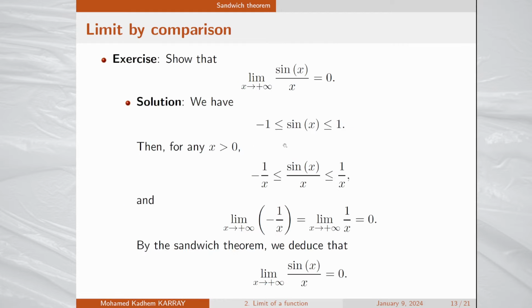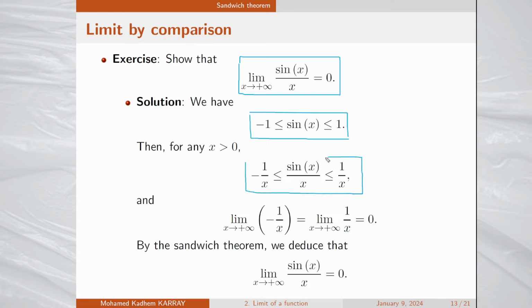Let's do together this exercise as an application of the sandwich theorem. So we aim to calculate the limit as x goes to infinity of sine of x divided by x, and we want to show that this limit equals 0. The idea is to start from this result that the sine of x is between minus 1 and 1. Then for any positive x, we can divide these inequalities by x, and we get this sequence of inequalities.